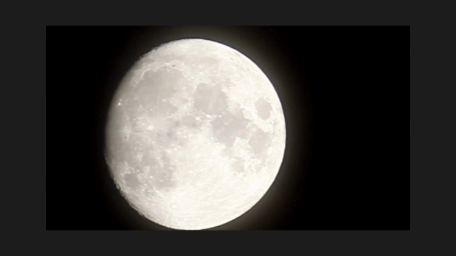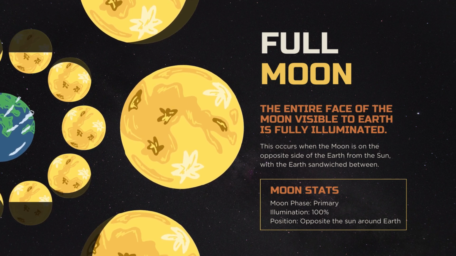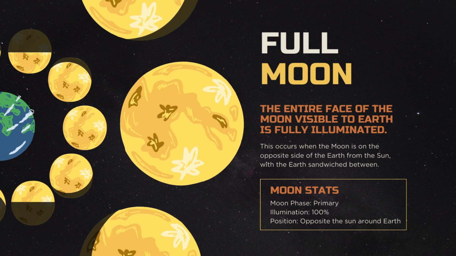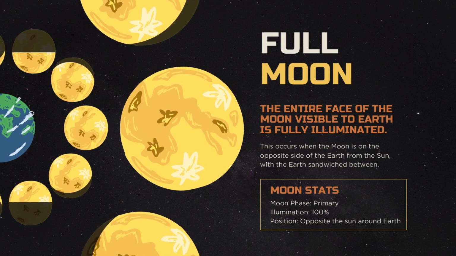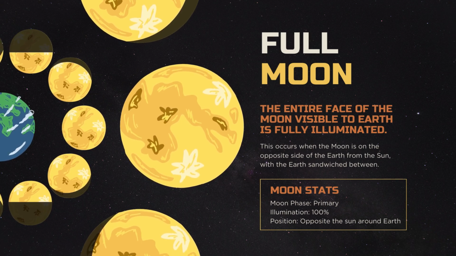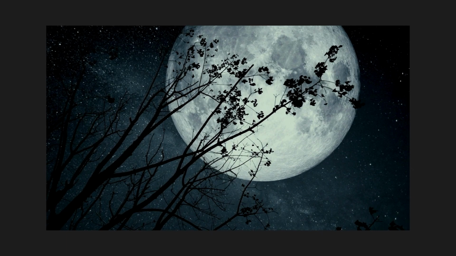the waxing gibbous moon. The full moon occurs when the moon is positioned directly opposite the Sun, with the Earth nestled between the two celestial bodies. This alignment results in the entire face of the moon being fully illuminated by the Sun's rays, leading to a striking and awe-inspiring sight for observers on Earth.